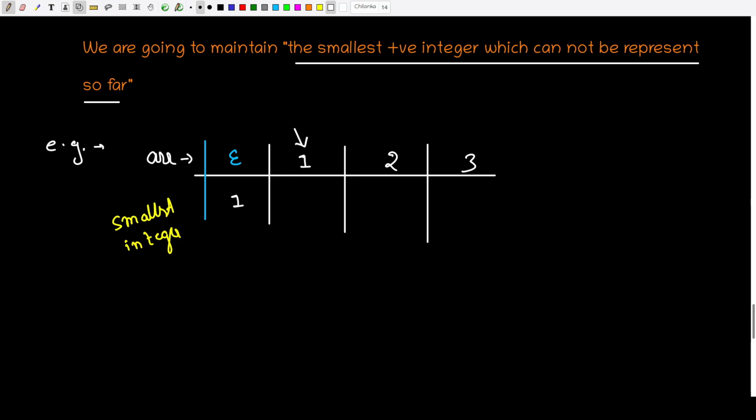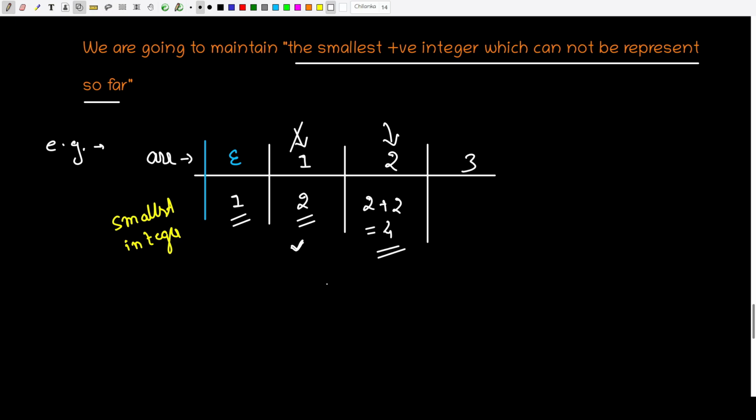Now we are at this position and the element is 1. Since the smallest positive integer which cannot be represented was 1, and the current element is 1 itself, which simply means now 1 can be represented, the smallest positive integer which cannot be represented now will be 2. Let's proceed forward. Now we are at this position. Again, the smallest positive integer so far which cannot be represented is 2, and we are observing 2 again. So the smallest positive integer which cannot be represented will be given by which element? Well, that will be given by 2 plus 2, which is equal to 4.